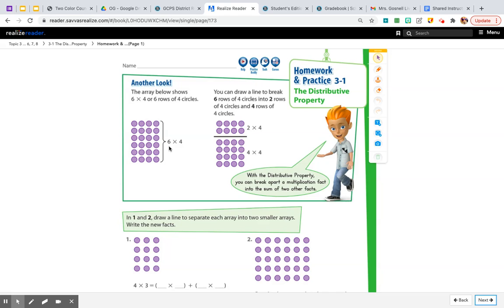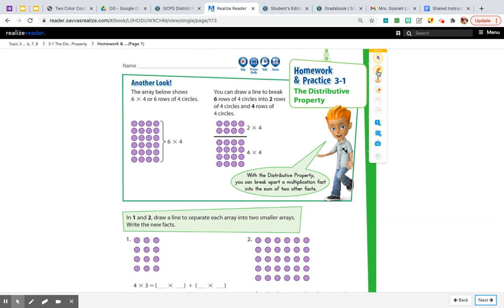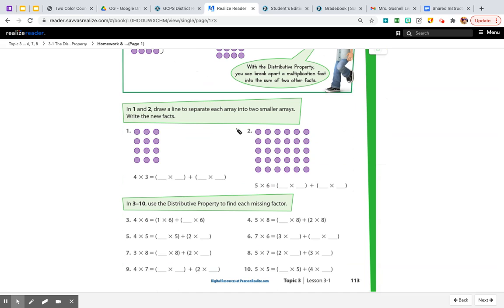So we started with 6 times 4. We can break that into 2 times 4 and 4 times 4 and put it back together again, and we will get the answer to 6 times 4. This is a strategy. Remember that. So for number 1, we are going to draw a line to separate this array here, and also for number 2, we're going to do the same thing. And we are separating each array into 2 smaller arrays, and then we're going to write our new fact.